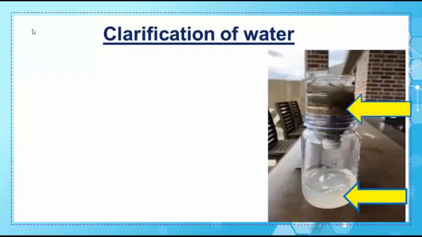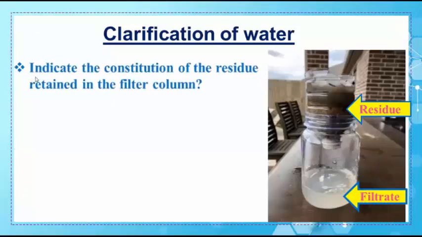After clarification of water, the substances or pollutants collected in the filter column are called residue, while the water collected down after passing through this filtration is called filtrate. Indicate the constitution of the residue retained in the filter column.